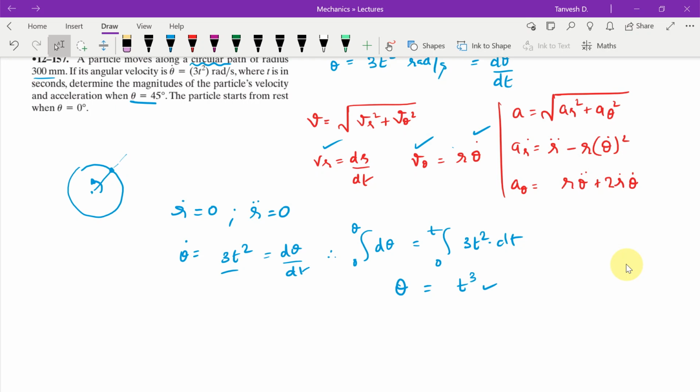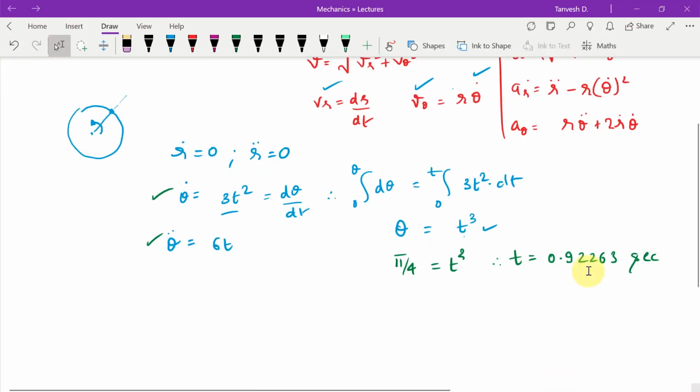In ar, r double dot is 0, r into theta dot square you will get. Theta double dot is what we need to find. So theta double dot, that is the derivative of theta dot, will be 6t, right? So again, when you find t here, you can put this and you will get theta double dot as well. So let us find t. At pi by 4 equals t cube, we get t is equal to 0.92263 seconds, and this t, when we put in theta dot and theta double dot, we'll get both of those values.